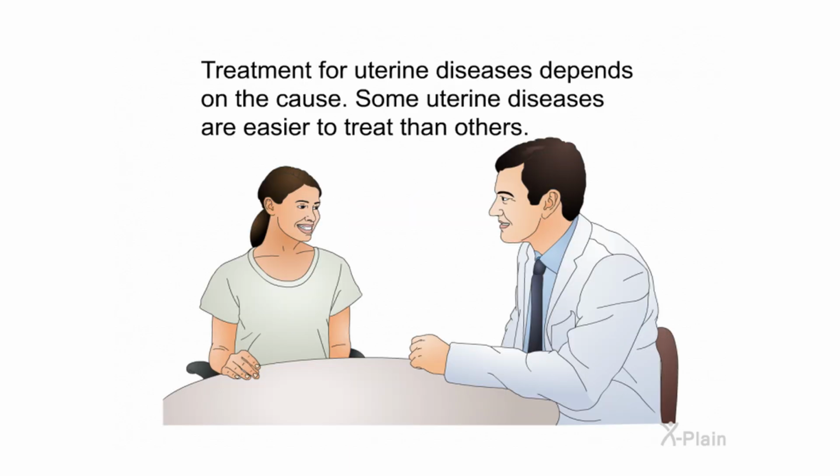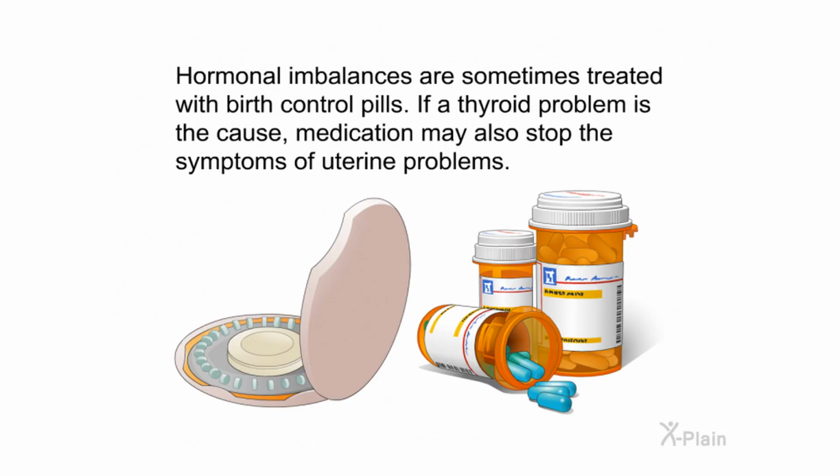Treatment. Treatment for uterine diseases depends on the cause. Some uterine diseases are easier to treat than others. Hormonal imbalances are sometimes treated with birth control pills. If a thyroid problem is the cause, medication may also stop the symptoms of uterine problems.